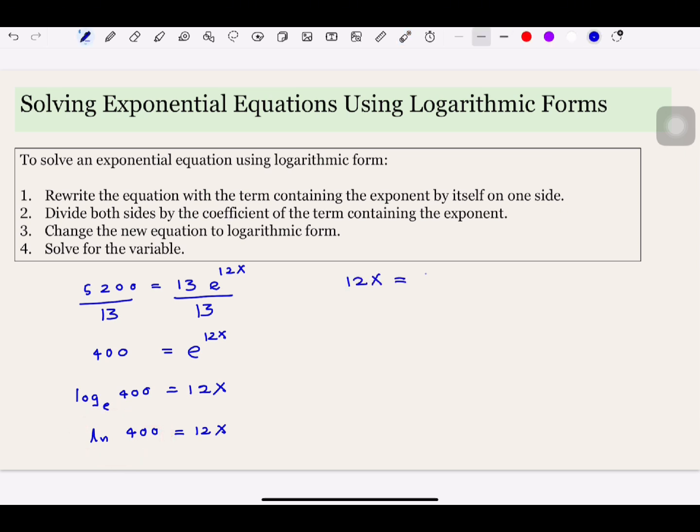It is equal to 5.9914. So to get the value of x, you have to divide both sides by 12, because you have to get rid of that 12. In that case, you'll get x equals 0.4992. So you can use your calculator to get these answers. This is how you use your logarithmic forms to solve exponential equations.